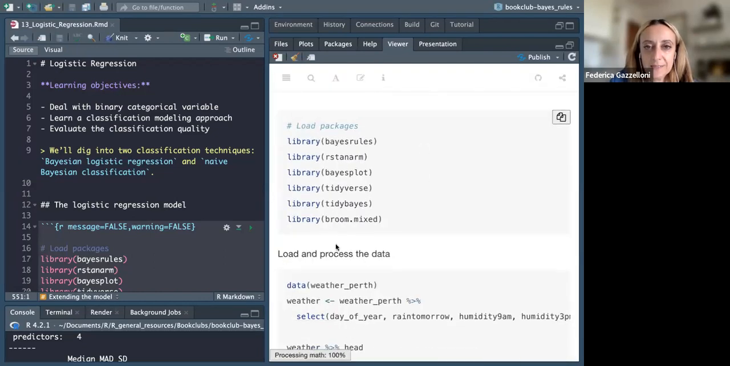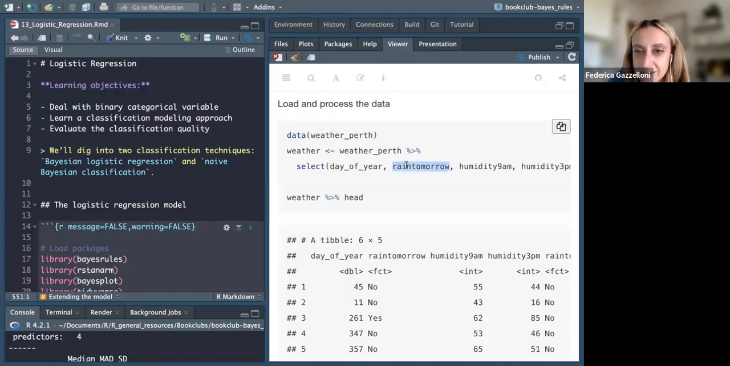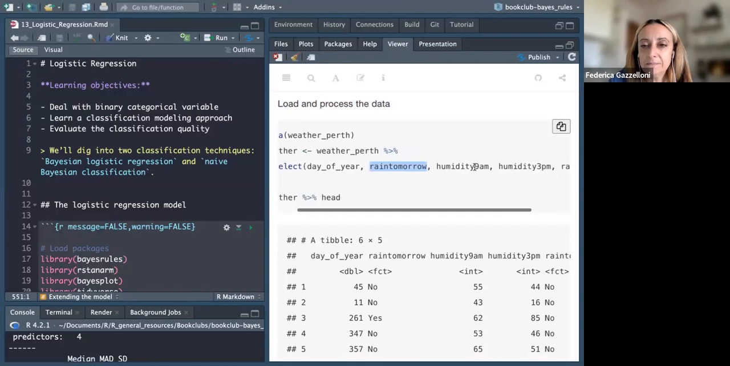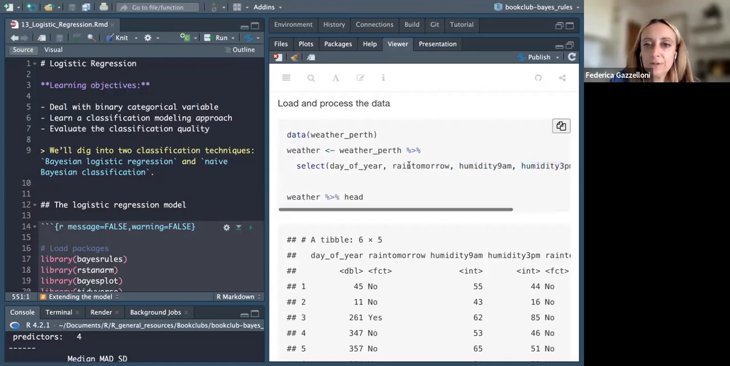Okay, so we load the usual libraries here, and what we deal with within this chapter is the weather in Perth in Australia. This time we'd like to predict rain tomorrow based on humidity at 9 a.m. And basically we base our analysis just on this one predictor. Then at the very end of the chapter, they expand to these other two predictors. So just for now, we focus on predicting rain tomorrow based on humidity at 9 a.m.